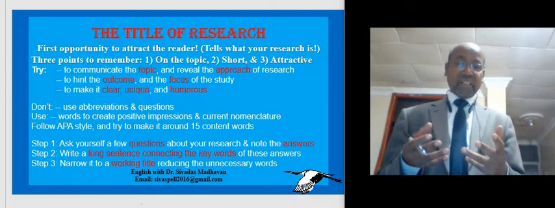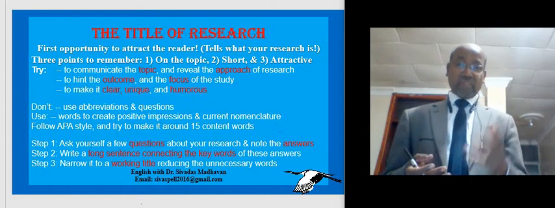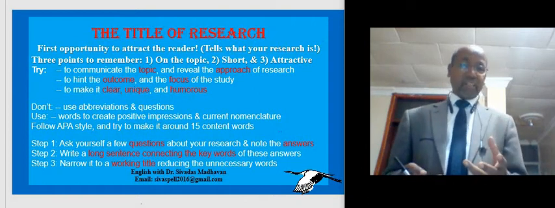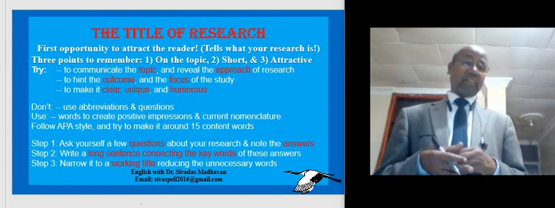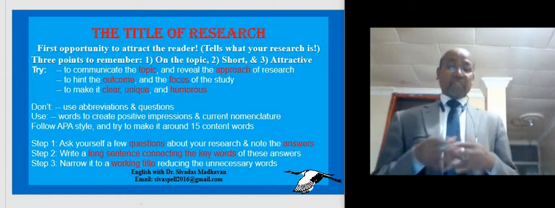Content words means the lexical words, the main word classes: noun, adjective, verb, adverb. These are the content words. So only 11 words will be there in that title. So this is one way of forming a title of the research paper.